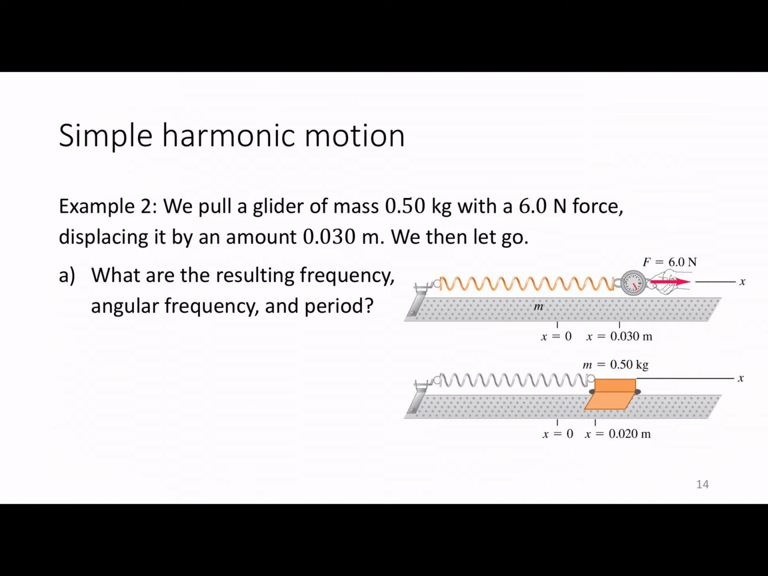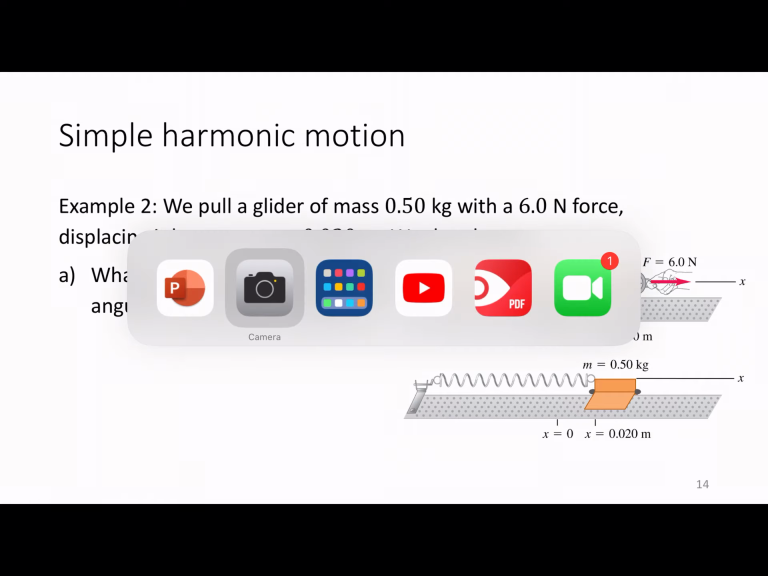All right, so let's do an example of this. Imagine we go to that YouTube video. I pull a glider of mass 0.5 kilograms with a 6 Newton force, and that displaces it to a new equilibrium that's 0.03 meters away from where it started. And I let go. So what I want you to do is spend a couple of seconds here and solve what are the resulting frequency, angular frequency, and period of that glider. All right, so I'm going to assume you've had time to pause the video, try to solve this problem. Let's go over the answer together.